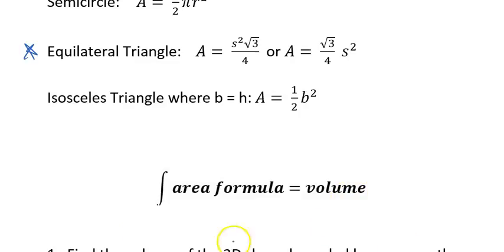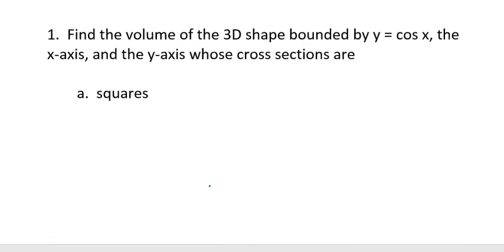Okay, so let's move to a real example. We are going to find the volume of a 3D shape that is bounded by y equals cosine x, the x-axis, and the y-axis. And then we're going to do cross sections. We're actually going to do all those shapes. I'm going to start with squares.